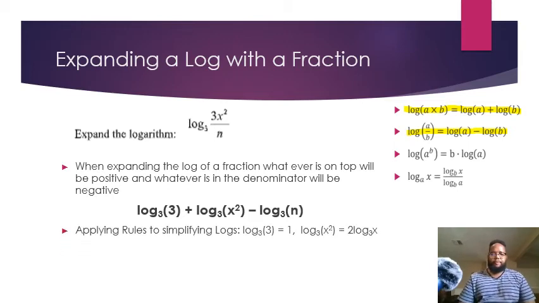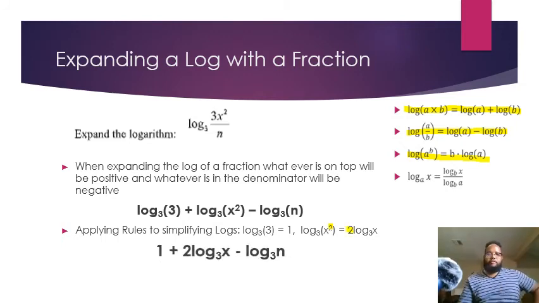Applying rules to simplifying logs, if I'm trying to find log base 3 of 3, I'm answering the question 3 to the what would give me 3? Well, 3 to the 1 would give me 3. So log base 3 of 3 is 1. Log base 3 of x squared can be further simplified using logga blogga. You'll notice that I take the 2 that's up there and just put it in front. So that gives me 1 plus 2 log base 3 of x minus log base 3 of n.